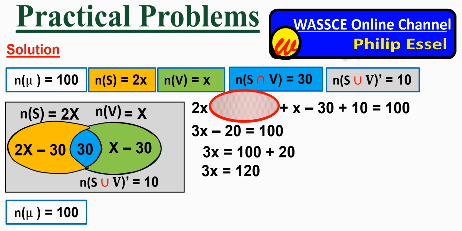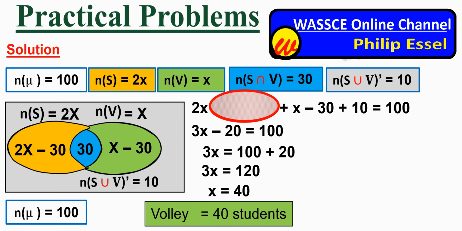Since x represents the number of students who play volleyball, you can therefore say that the number of students who play volleyball is equal to 40 students. Let's look at the final part of the question. In this final part, we are asked to calculate the number of students who play soccer.